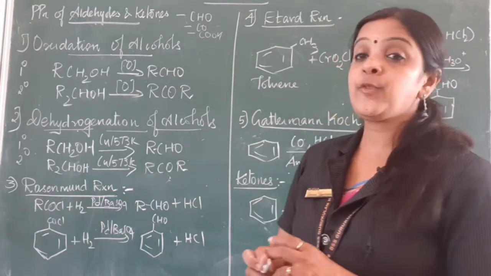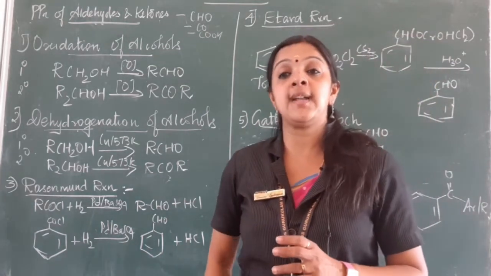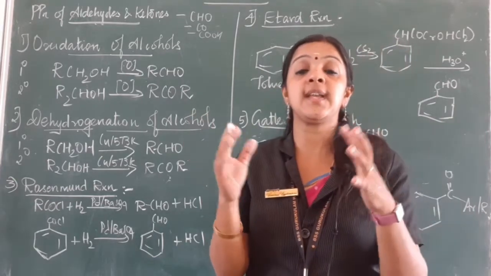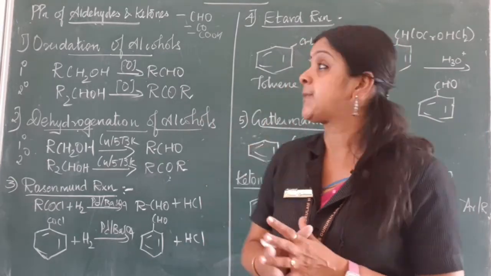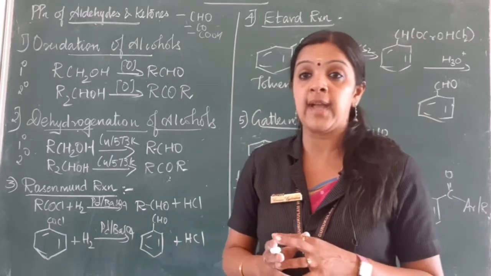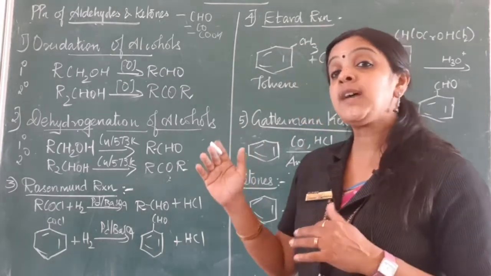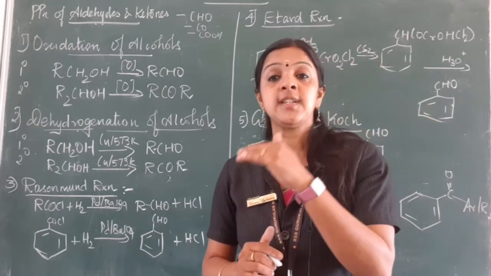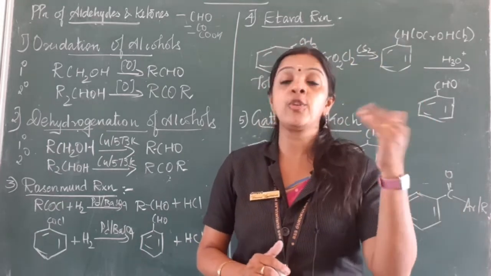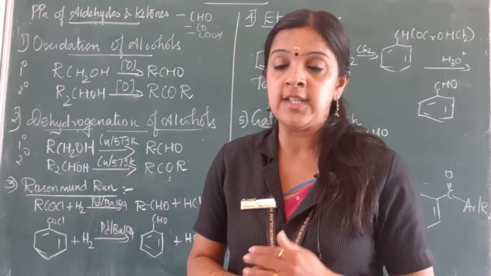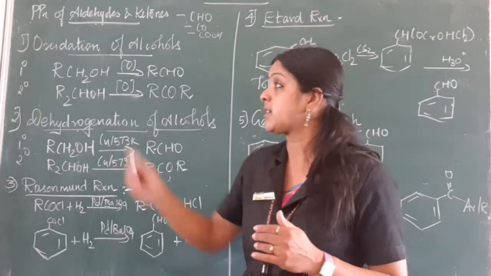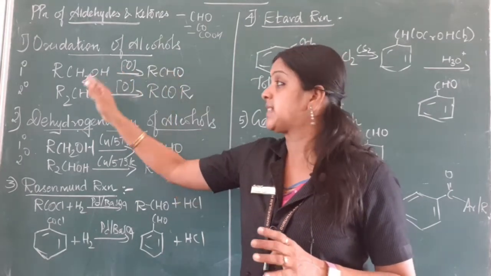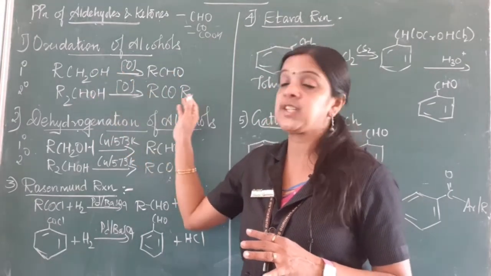So now let us focus on the preparation of aldehydes and ketones. Aldehydes and ketones together can be prepared by general methods. The first one is oxidation of alcohols, where we have learnt in the alcohol chapter, aldehyde on reduction gives primary alcohol, ketone on reduction gives secondary alcohol. So what is the reverse reaction of that? Primary alcohol on oxidation gives aldehyde, secondary alcohol on oxidation gives ketone.